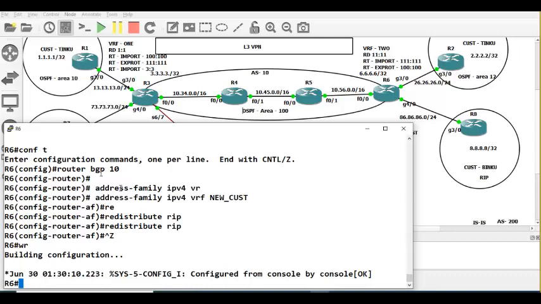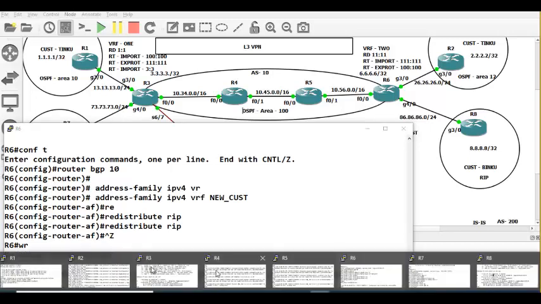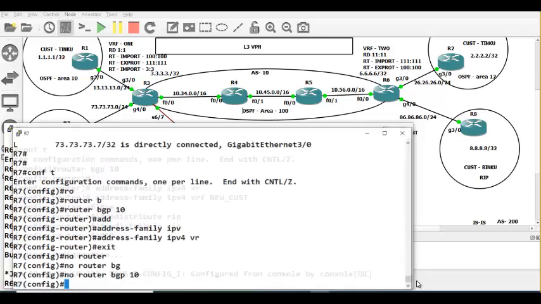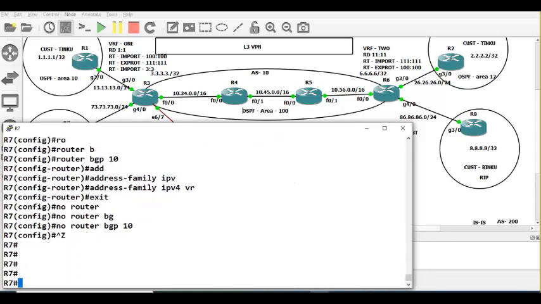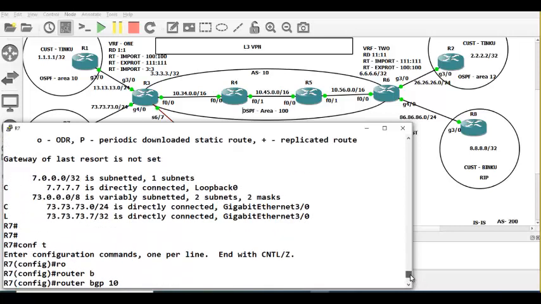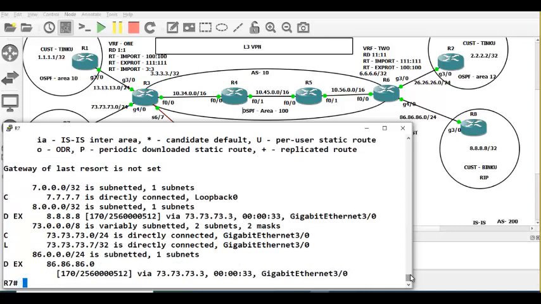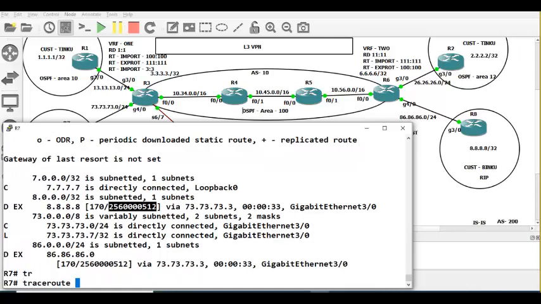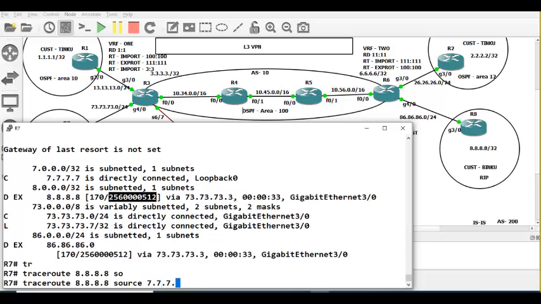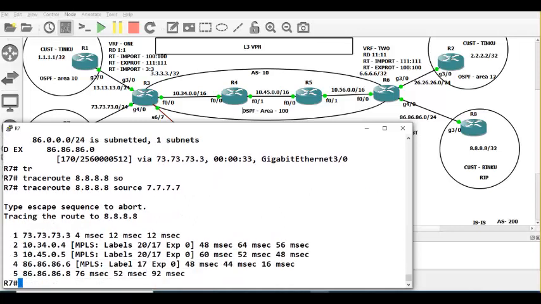Now if I go to router 7, earlier when I was checking the routing table, there was no 8888. Now I got 8888. They are external because they're coming from outside. The metric is too big because I just gave 11111 for the metric while redistributing. Let's now trace route. We are able to reach.